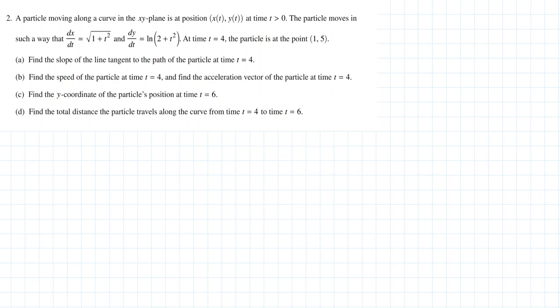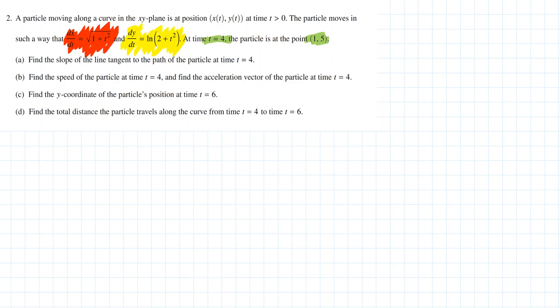The question tells us that a particle moving along a curve in the xy plane is at position x of t, y of t at time t greater than 0. The particle moves such that dx/dt equals the square root of 1 plus t squared, and dy/dt equals the ln of 2 plus t squared. At time t equals 4, the particle is at the point (1, 5). So we're given dx/dt, dy/dt, and our position at time t equals 4.